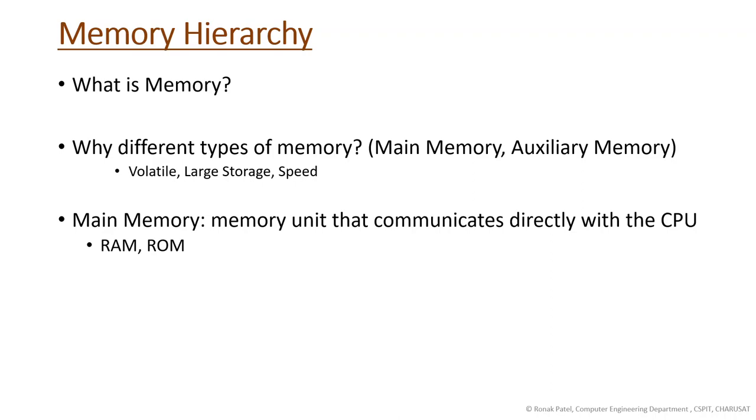The main memory unit communicates directly with the CPU, and it consists of RAM and ROM, right? Some portion of main memory is RAM, and some portion is ROM. We will see what RAM and ROM are later on.